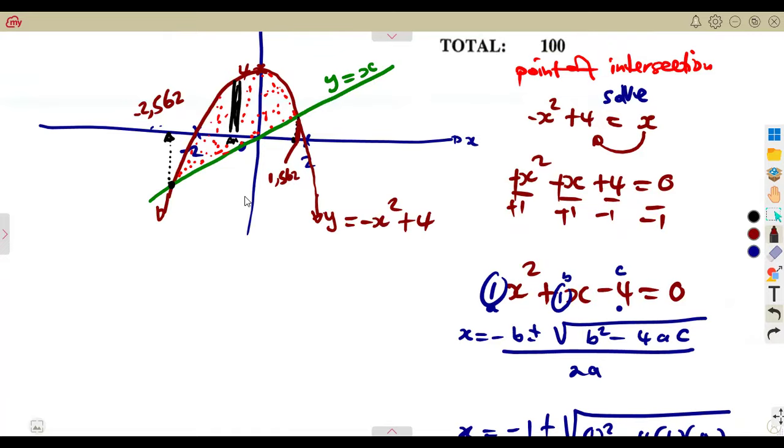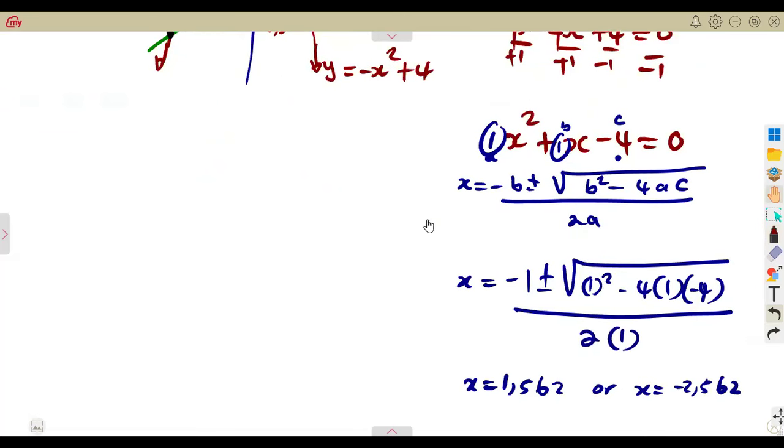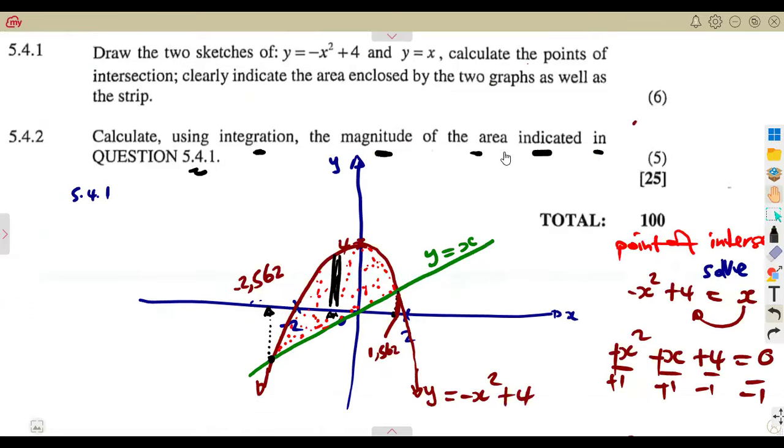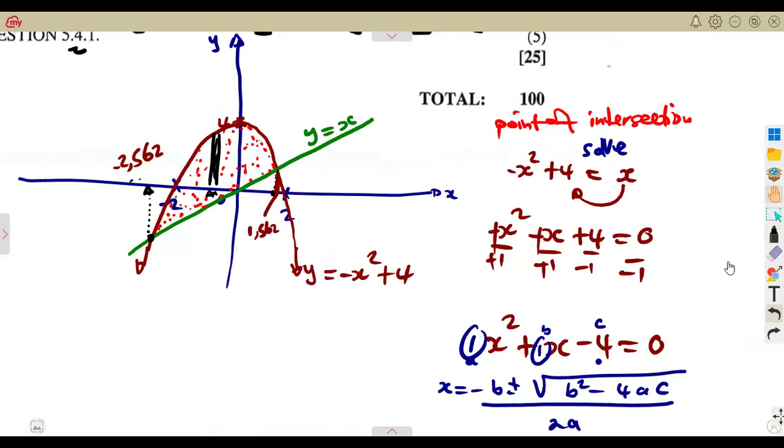So that was the whole idea of this question. Sketch and present all that. Then after this, you need now to calculate or to determine, using integration, the magnitude of the area indicated in question 5.4. How are you going to calculate the area?